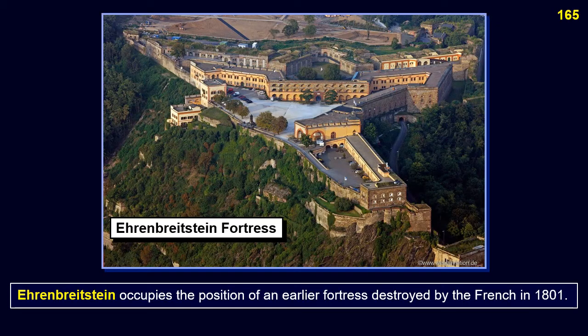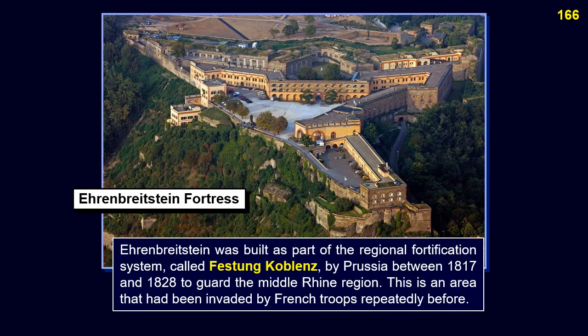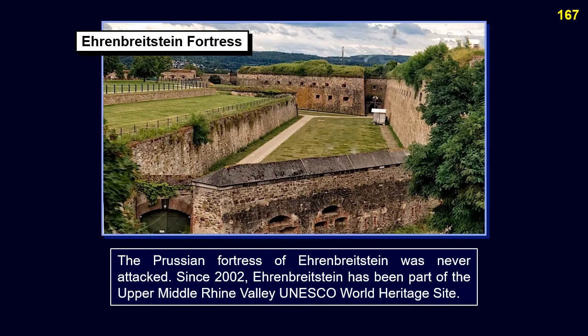Ehrenbreitstein occupies the position of an earlier fortress, destroyed by the French in 1801. Ehrenbreitstein was built as part of the regional fortification system, called Festung Koblenz, by Prussia between 1817 and 1828, to guard the Middle Rhine region. This is an area that had been invaded by French troops repeatedly before. The Prussian fortress of Ehrenbreitstein was never attacked. Since 2002, Ehrenbreitstein has been part of the Upper Middle Rhine Valley UNESCO World Heritage Site.